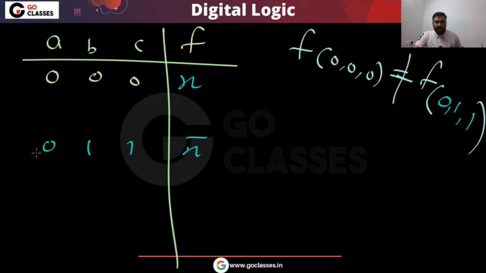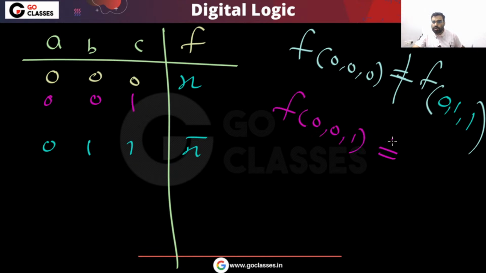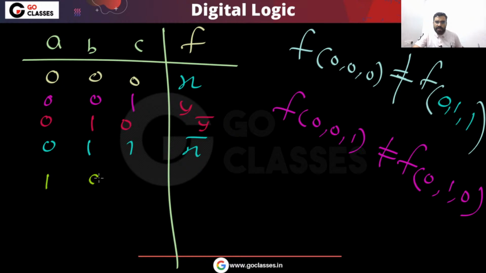Is this clear? Similarly, f(001) should be different from f(010). These two must be different. If this is y, this should be y bar. And similarly, 100 should be different from 111. They must be different. If this is z, this should be z bar. And similarly, 101 should be different from 110. These two must be different. If this is a, this should be a bar.